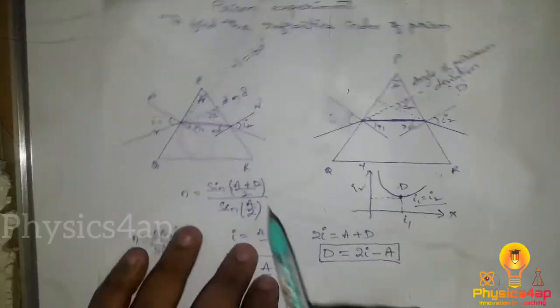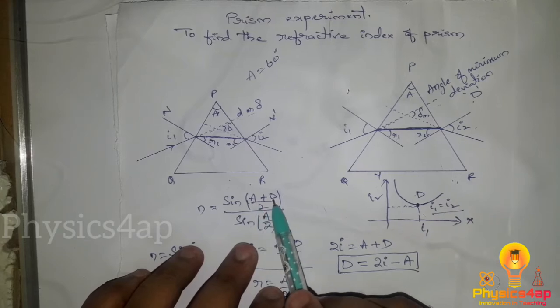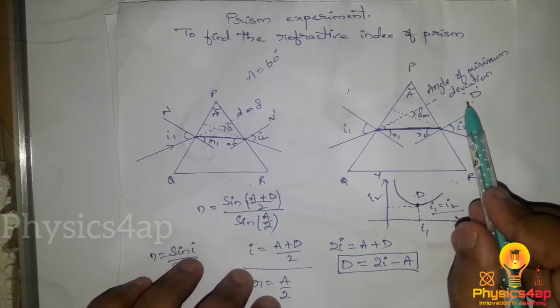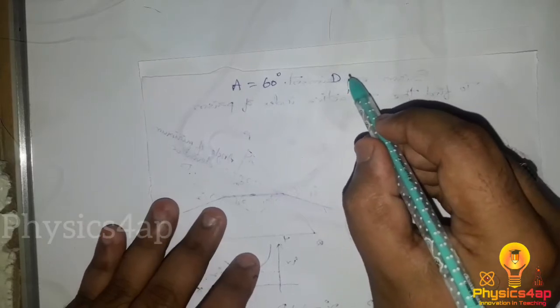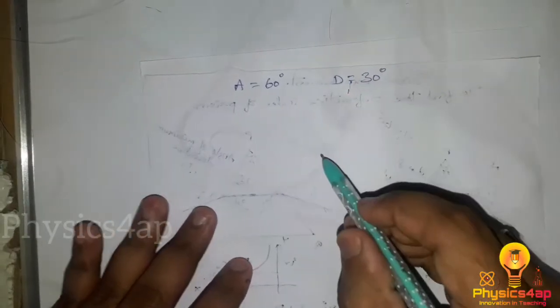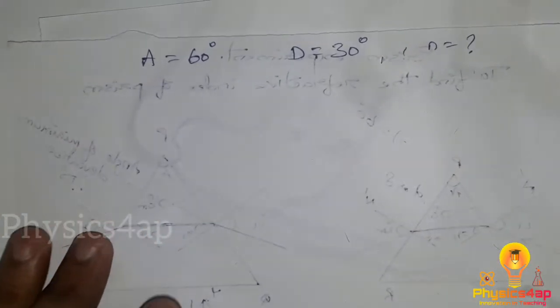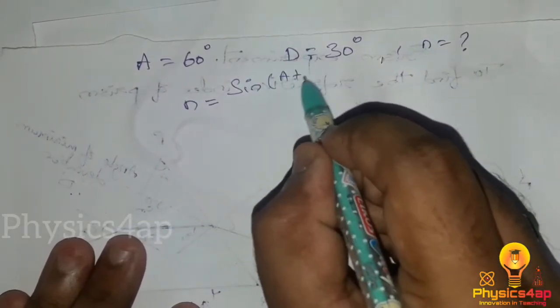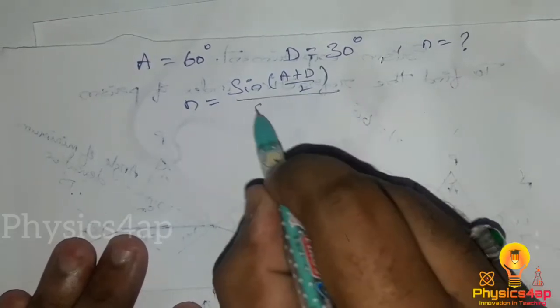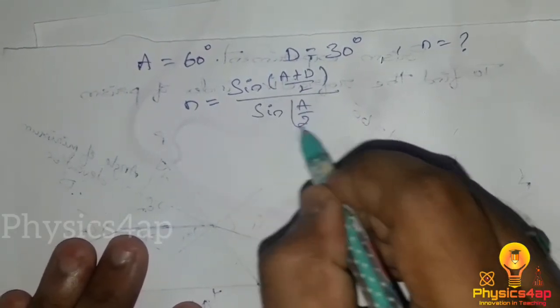Here A is called the angle of the prism, and capital D is called the angle of minimum deviation. And if we see a numerical over here, we have the angle of prism as 60 degrees, and the angle of minimum deviation is taken as 30 degrees. So you have to find the refractive index of the prism, using the formula n equals sine of (A plus D) by 2 whole divided by sine A by 2.